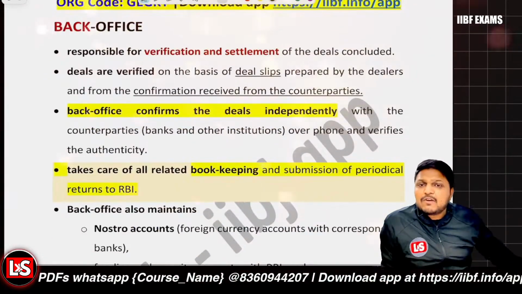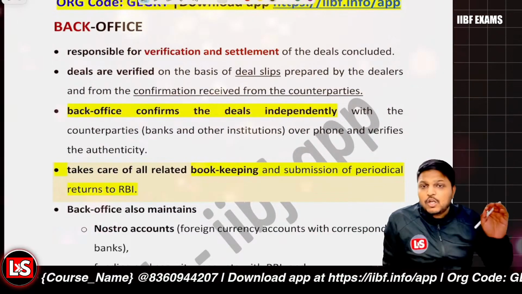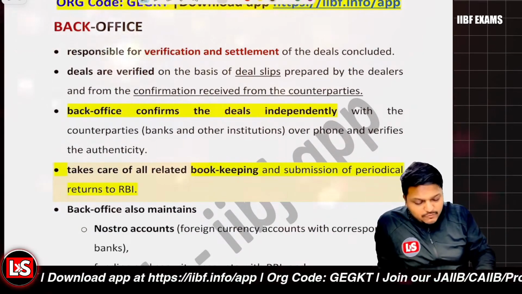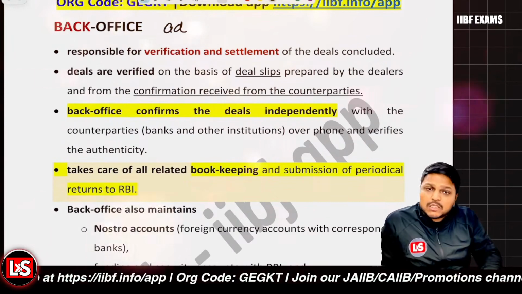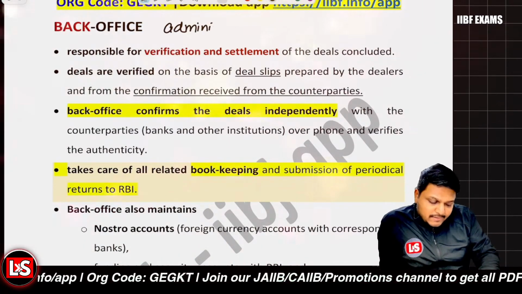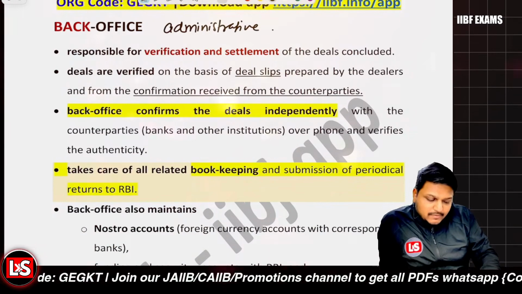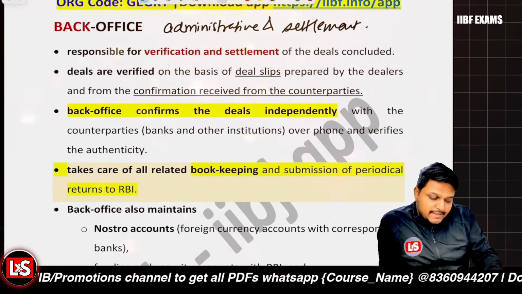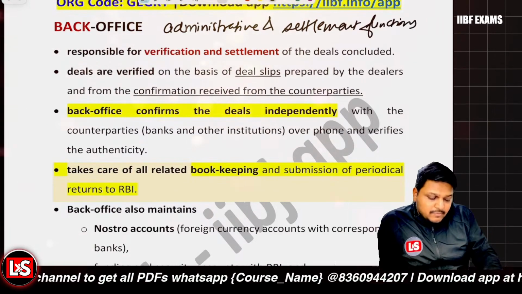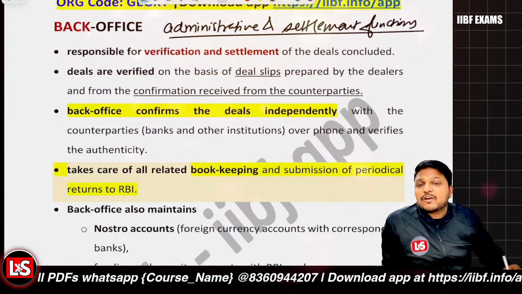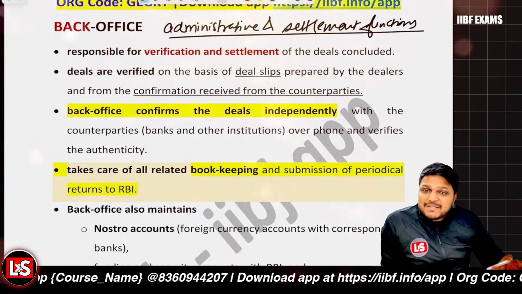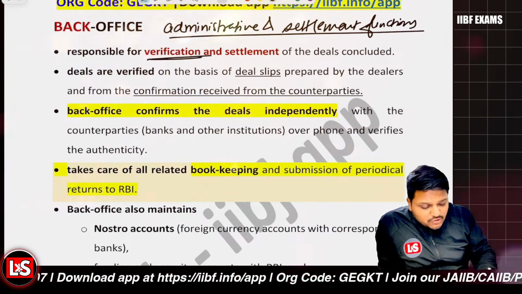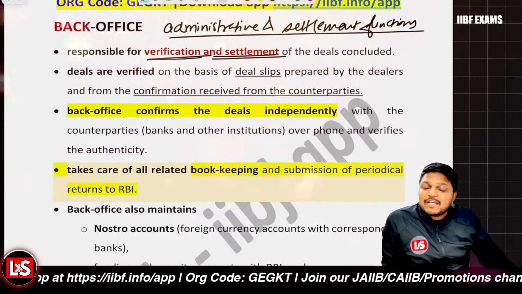The second office that we are going to learn about is the back office. Now, what are the administrative and the settlement functions? Those are being performed by the back office. So we can say it's about the administrative and the settlement functions. These are performed by the back office, right? So it is basically the control mechanism. It is going to ensure the verification and settlement of the transactions which are conducted by the front office.